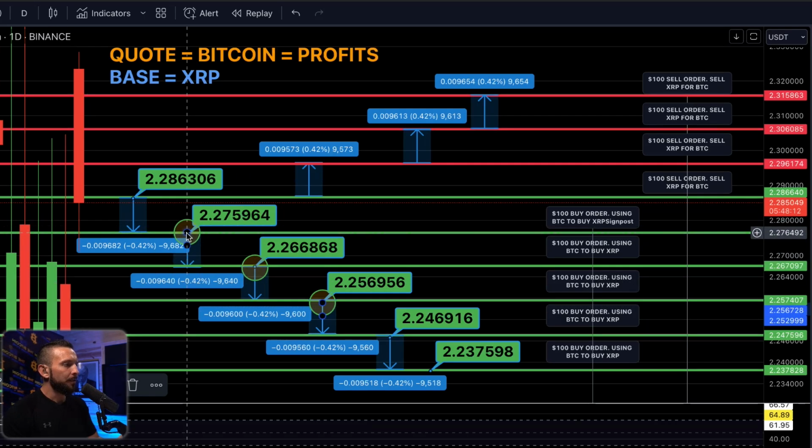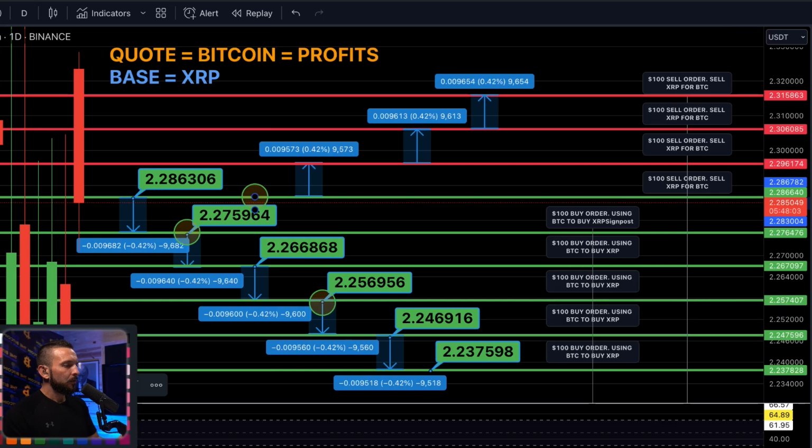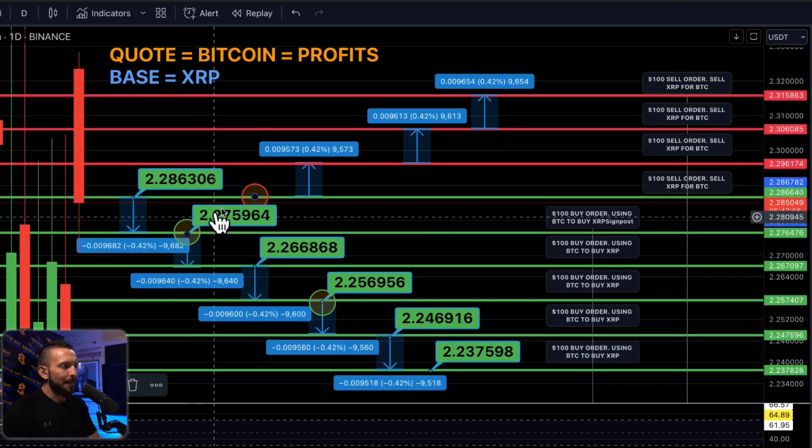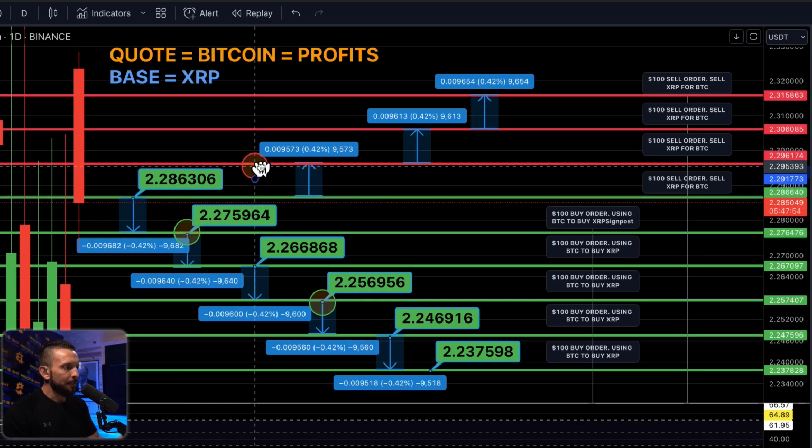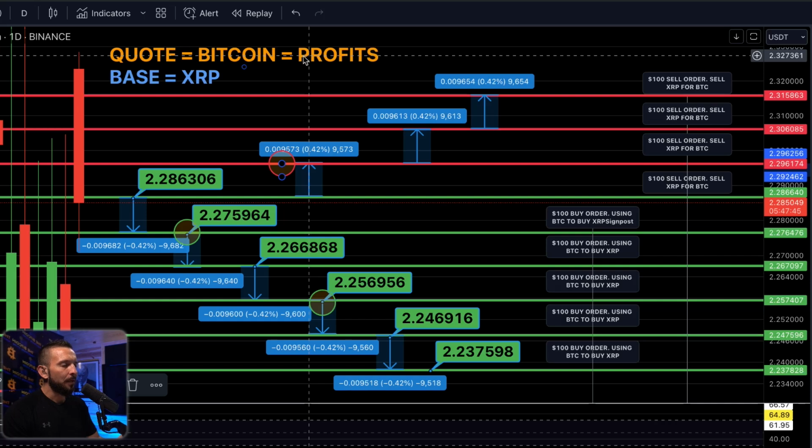Now let's say it just comes down right here, just to the first one. Then it goes back up to where it started. This dot right here would turn red. Or maybe it doesn't trade that first one because there's not enough of a movement. But let's say it buys here. And then after it buys here, it comes up. It's going to sell $100 worth of XRP, and it's going to take that profit in Bitcoin. So it's going to start with, let's say, $100, and then it would actually have made $100.42.